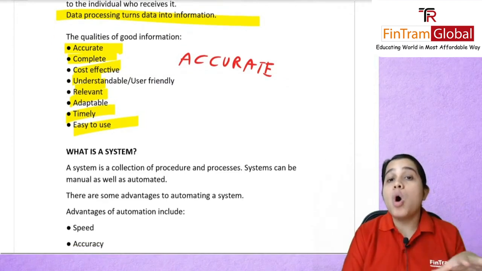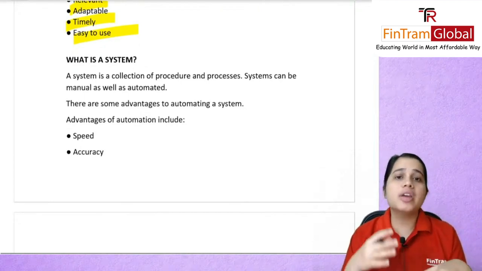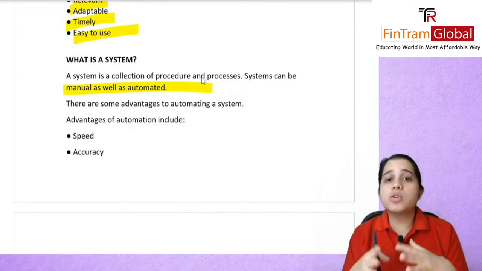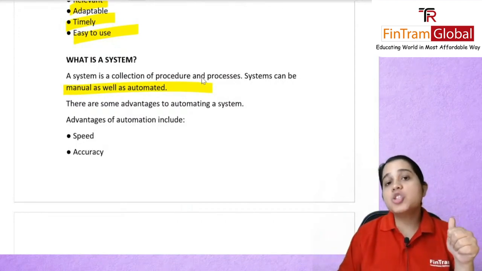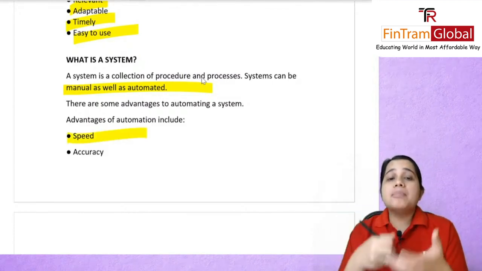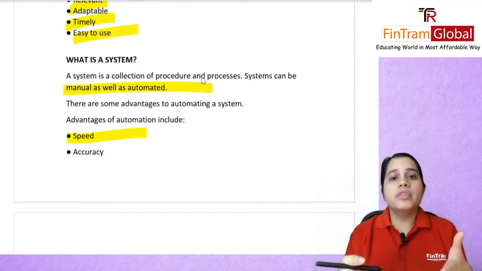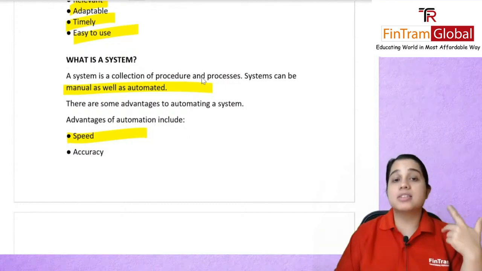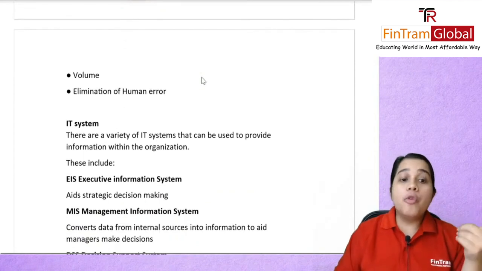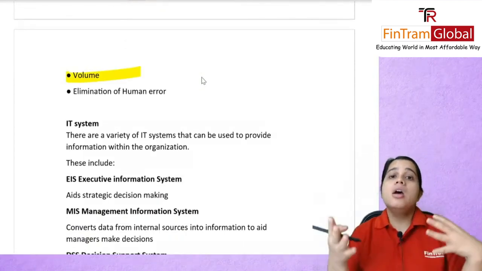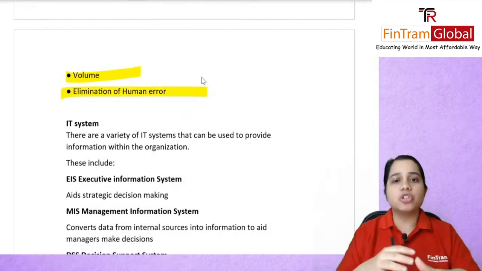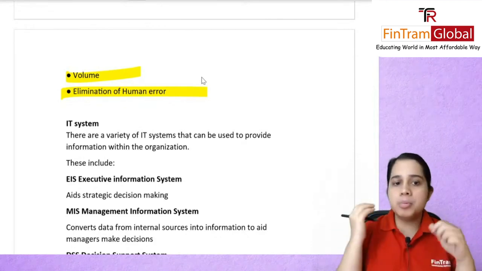Then we had talked about what is a system. A system is a collection of all the procedures and processes. It can be manual or it can also be an automatic system. There are some advantages if you have an automated system. Of course your speed is going to be higher. Something that you were doing manually, if you do it with the help of a computer, is going to be really fast. It's going to be more accurate; the chances of committing a mistake will be less because human error will be less. Volume: you can process so much more data in a computer than manually. And there will be elimination of human error because your computer will be able to catch it if you make some mistake; you'll probably get a pop-up.